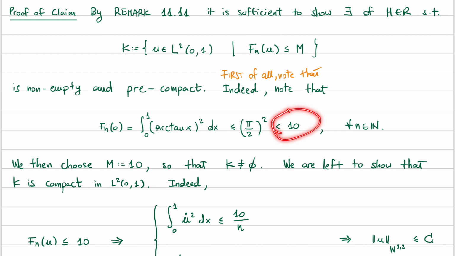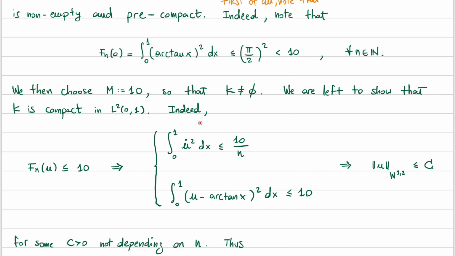But this is not important. We just need an upper bound. So just choose m equals 10 in the definition of K here, proving that 0 belongs to this set, so that this set is non-empty. So we show that K is non-empty for m equals 10. Now we want to show that K is also precompact.